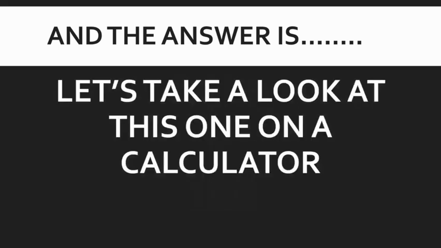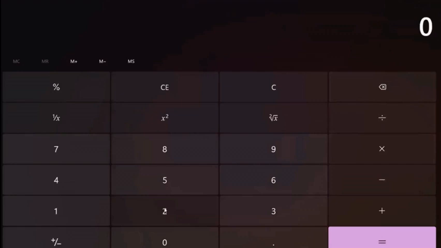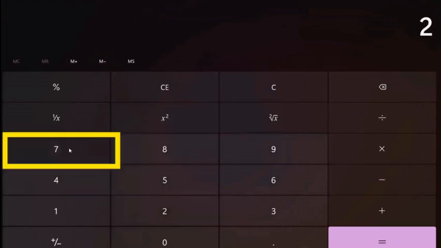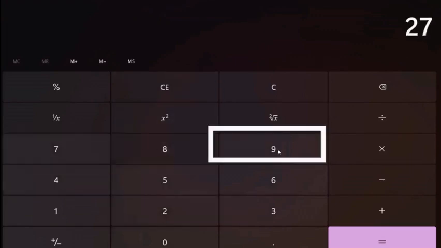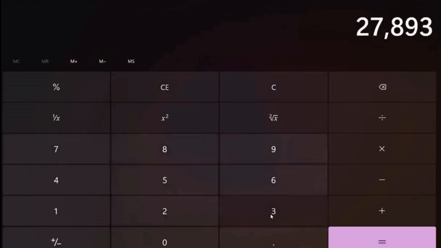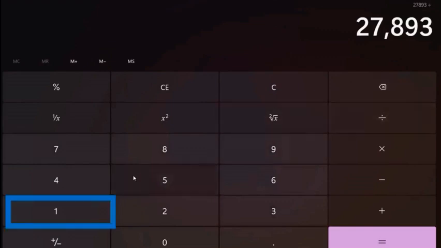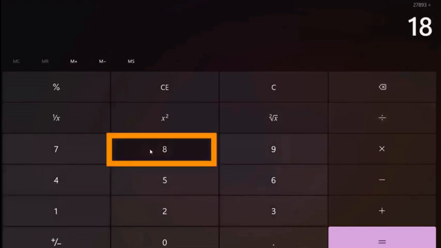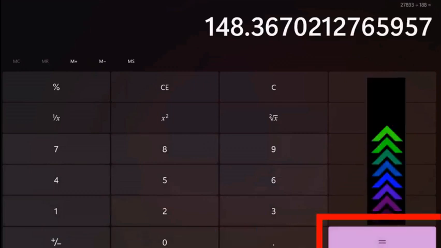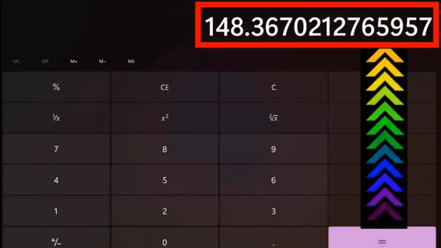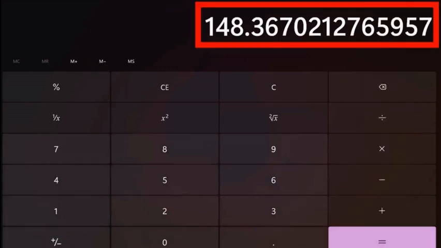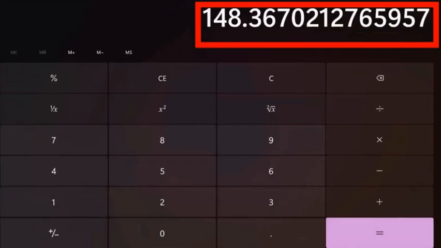And let's take a look at this one in our first finance piece calculation. Let's take a look at that one together on a calculator. So as we take a look at this one, we're going to go ahead and input the dollar amount that was sold, the revenue, $27,893. And we're going to divide that by the number of rooms that was sold, which is 188 rooms. And that gives us an answer of $148.36 with a lot of numbers after it.